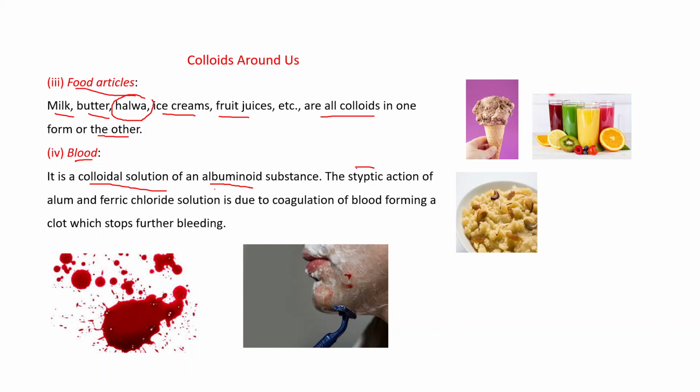Septic action. The styptic action of alum and ferric chloride solution is due to coagulation of blood, forming a clot which stops further bleeding. Now just see what the work of alum is. Like during shaving, if a cut is there, then blood is coming. To stop this flow of blood, we use alum. Alum particles clot the blood. Clear? This is clotting.